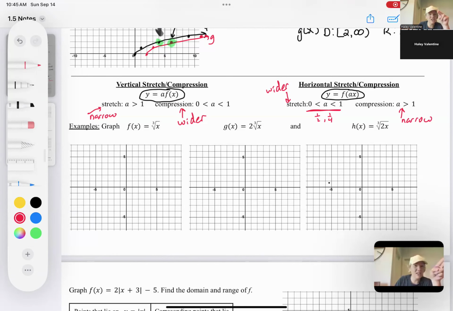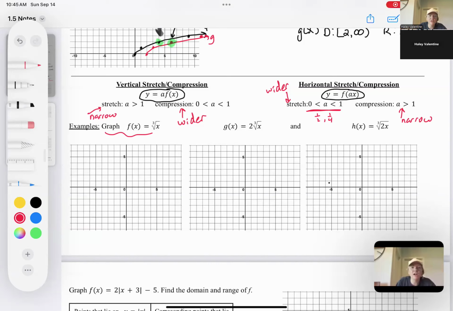Is it outside the function or inside the function? And then by what? How is it changing it? Again, recognize that it's multiplying this time. So not adding and subtracting, but multiplying. So let's start here. We're just graphing all three of these. I didn't want to do it on the same graph because I feel like that would get a little messy.